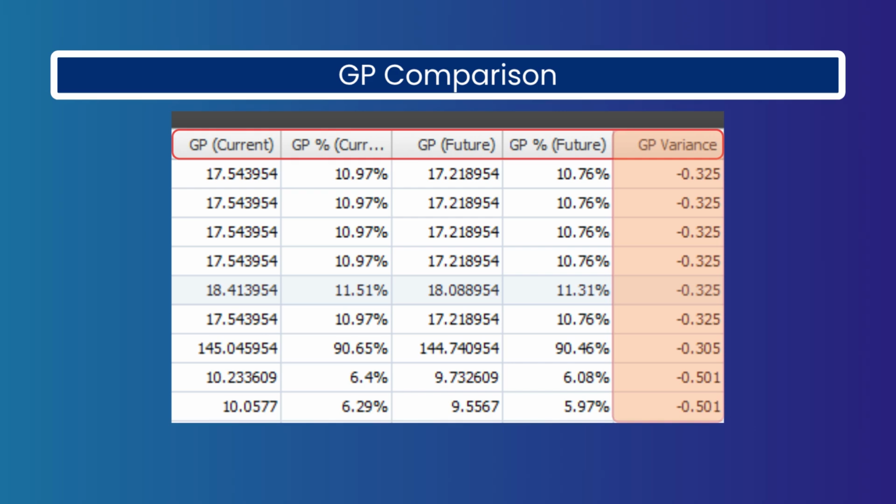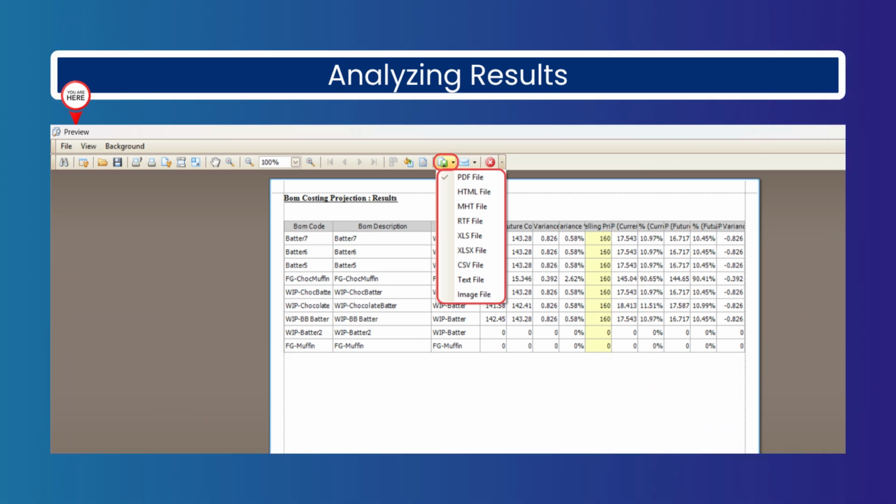This gives you the insight to decide if you need to adjust your selling costs now to keep those margins healthy. If you need to share these findings with the rest of the team, just hit the print button. You can export the whole report to Excel for further analysis or a pivot table. It is as easy as that.